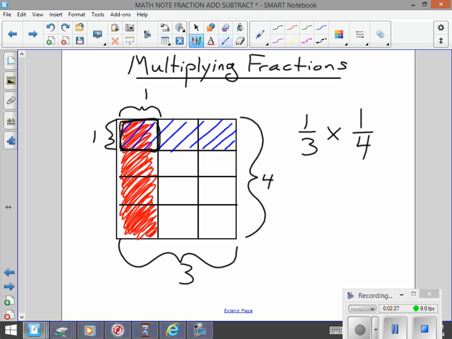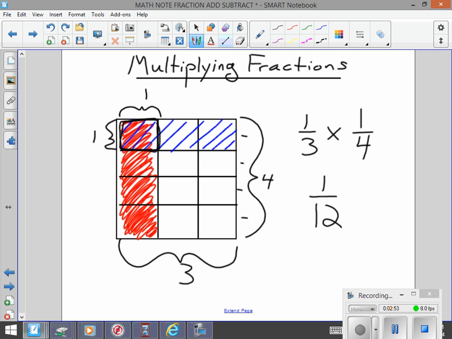But how many boxes do we have total if we did this? We have 3, 6, 9, 12. 12 boxes total. So there is one box shaded out of 12 total. That is basically what we are asking you when we're asking you to multiply fractions. If you notice, I got a much smaller number, okay? Because we only want 1/4 of that 1/3. Okay, so that's the theory behind it.